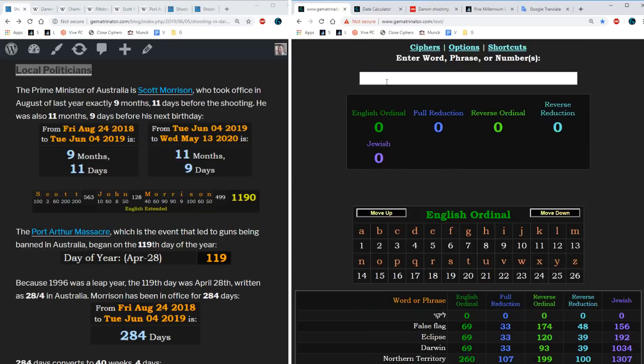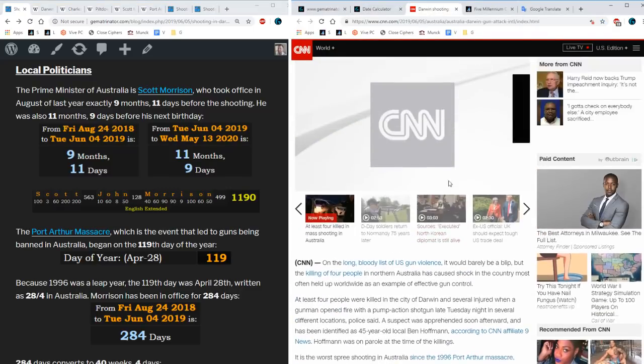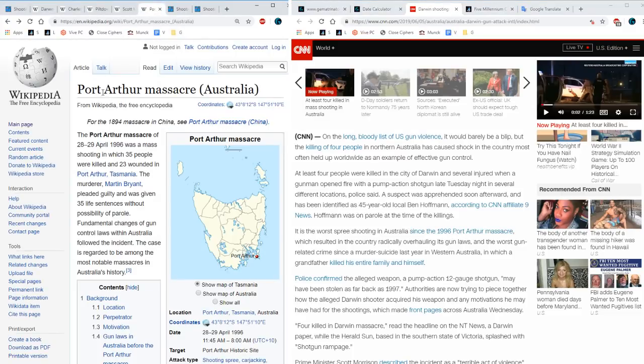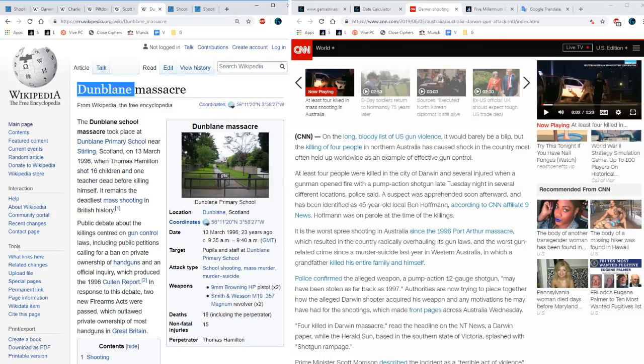So, false flags are related to eclipses, and also related to the dates that local politicians took office. Now, a big theme of this shooting, as you'll see in the CNN article, is the 1996 Port Arthur massacre. This event occurred in April of 1996 and is virtually single-handedly responsible for removing gun rights in Australia. This event occurred just a month after the Dunblane massacre, which had guns effectively removed in the United Kingdom. Both the United Kingdom and Australia, of course, are ruled by the same monarchy.